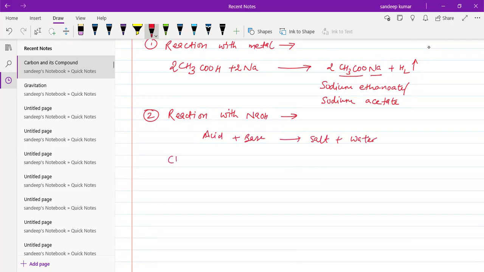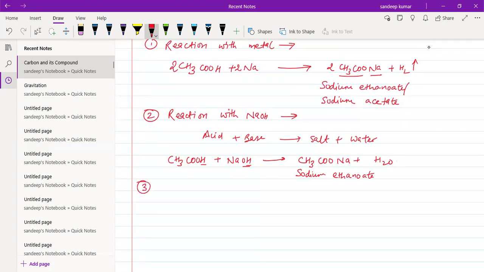So you can see CH3COOH, whenever it reacts with NaOH, will form salt. What is salt? Na will come here, right? CH3COONa, plus H from here and OH from here will form water, H2O. So again, the product is what? Sodium ethanoate, or you can write sodium acetate. Is it clear?